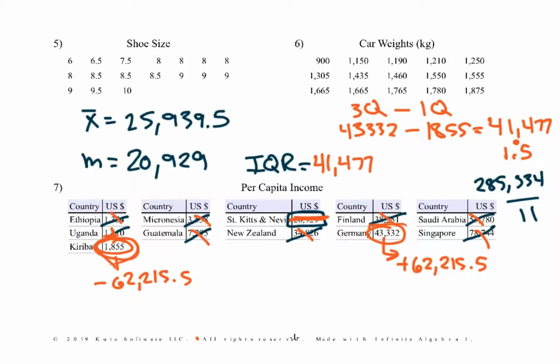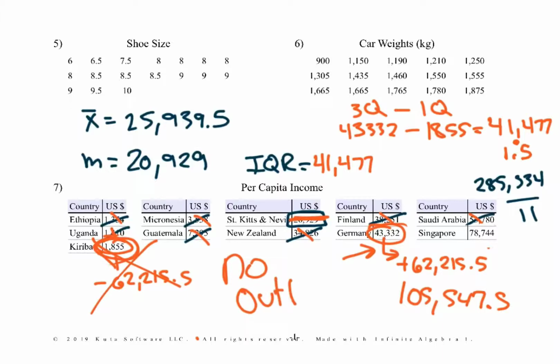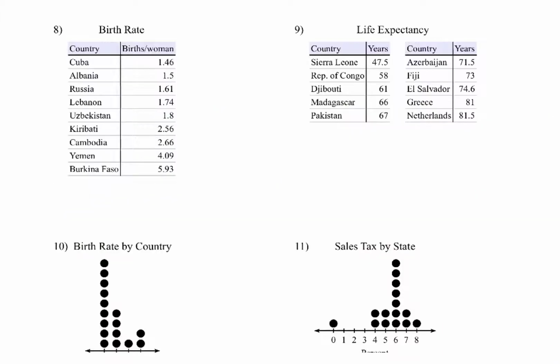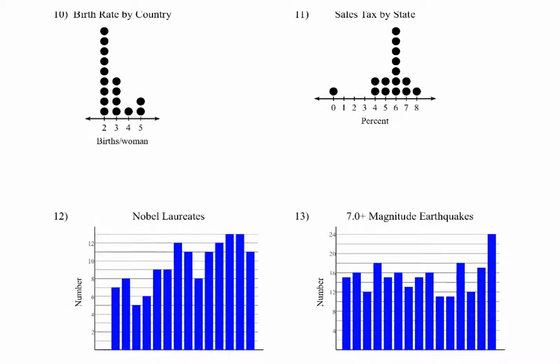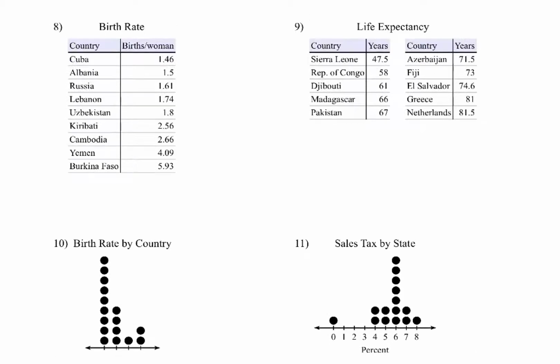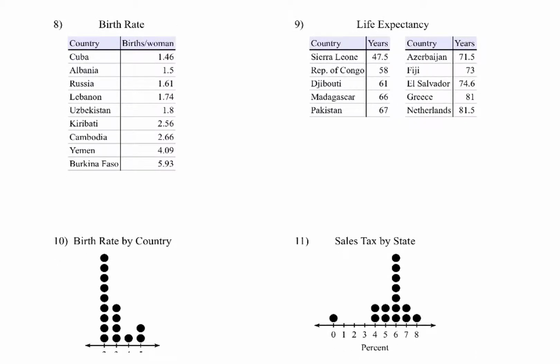You can't have a per capita income on a negative, so we don't even need to bother to see what that is. Okay, but we add this one, 43,332, and we get 105,547.5. So I believe our biggest was 78,000, so there's no outliers here. Okay, so it's just the same thing over and over, given different pieces. So we've already seen how to do it on the calculator, so I don't think I need to do any more on the calculator, so let's just bust these out.